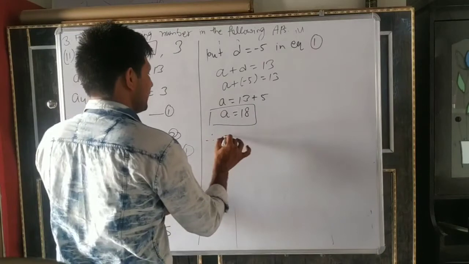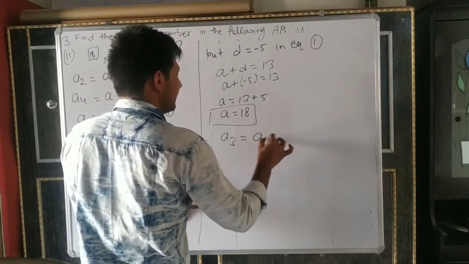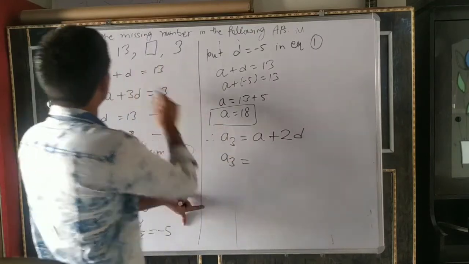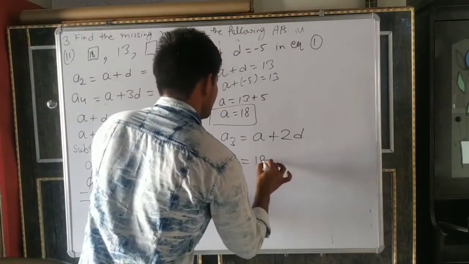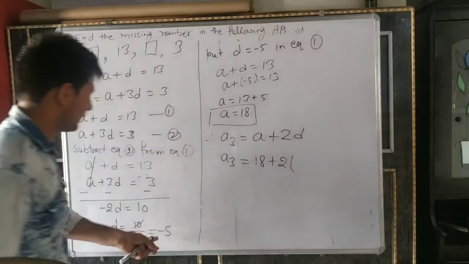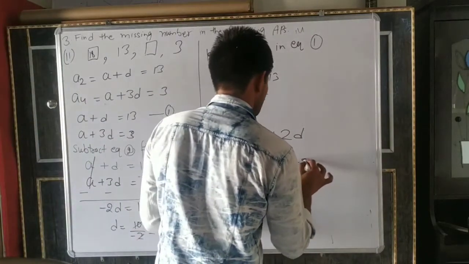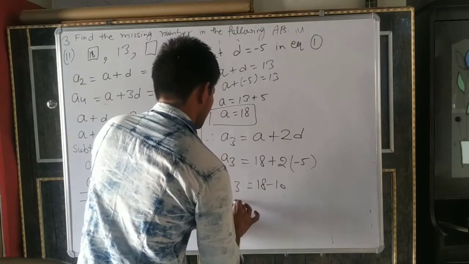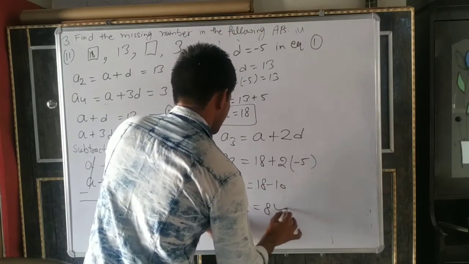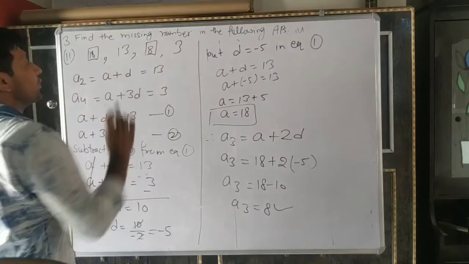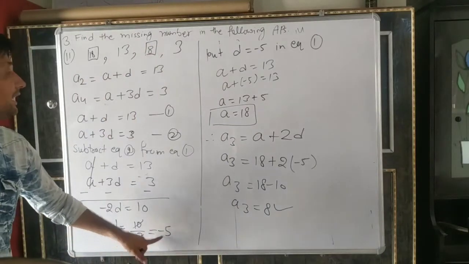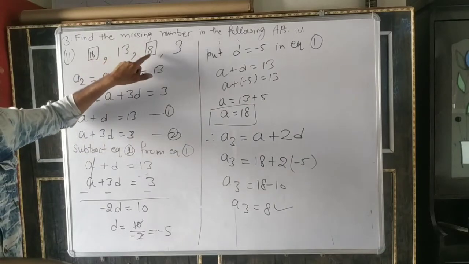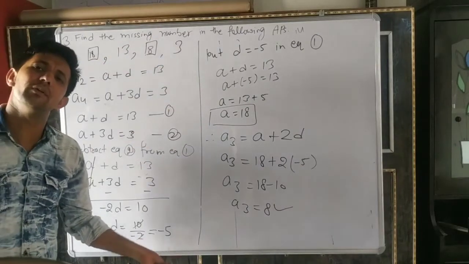So therefore A3. A3 means A plus 2D. A is how much? First term 18, plus 2 into D, minus 5. A3 is 18 minus 10. So A3 is 8. So you can write 8. You can verify also. D is how much? Minus 5. Every time we are adding minus 5. 18 minus 5, 13. 13 minus 5, 8. 8 minus 5, 3. It is very easy.